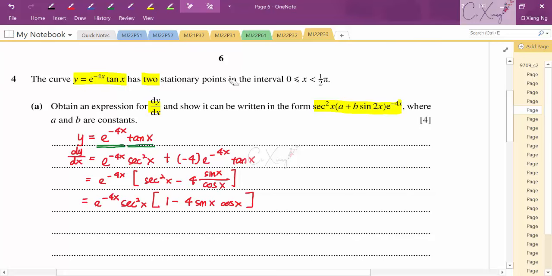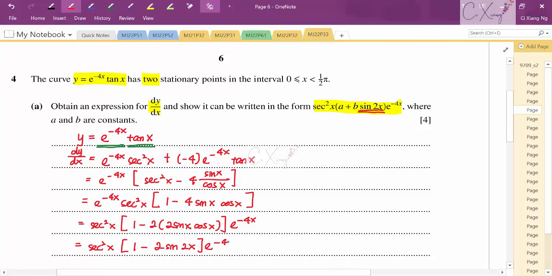All right, then I already factorized out the secant square x and also the e power negative 4x. Now we try to change this particular term to sine 2x, because in our equation here, we don't have any sine 2x yet. So what we can do is simplify this. 1 minus 4 sine x cos x, I will rewrite as 1 minus 2 multiplied with 2 sine x cos x, followed by e power negative 4x. From here, by applying the double angle formula, I have 1 minus 2 sine 2x and then e negative 4x. What I am applying here is that the double angle formula for sine 2x can be written as 2 sine x cos x. So this is how we rephrase it and get the answer that they want us to show.